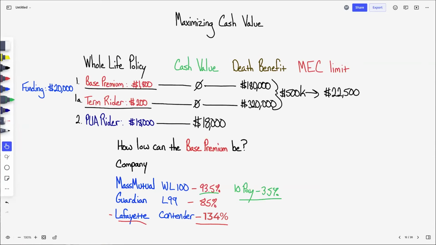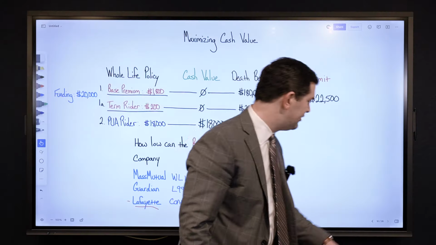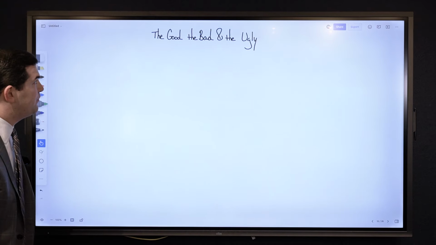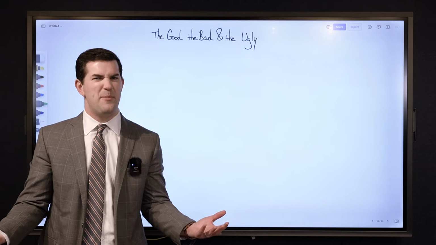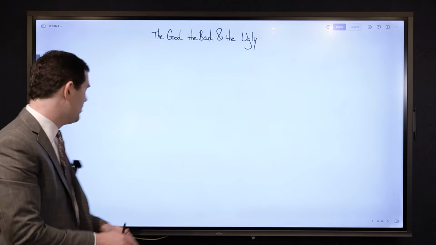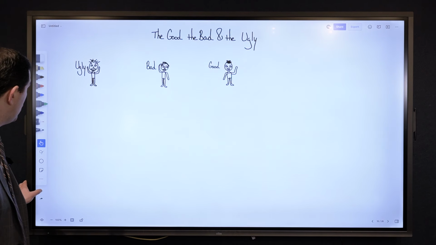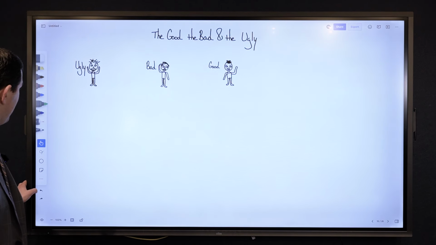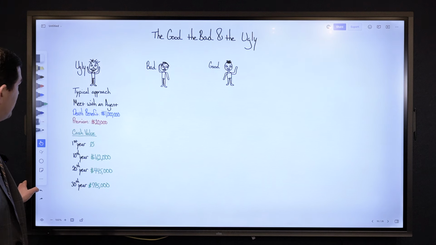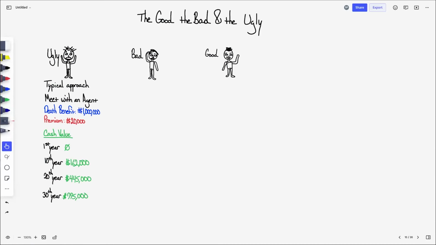Anyway, let's look at an example, and we're going to go through this fairly quickly. So we've got the good, the bad, and the ugly. Let's start with the ugly, because this is what most people are sold when it comes to whole life insurance. What we have here is something very similar to what we just looked at. We've got someone meeting with an agent. They're shown a $1 million death benefit. It's a $20,000 base premium. And here's the cash value, years 1, 10, 20, and 30.